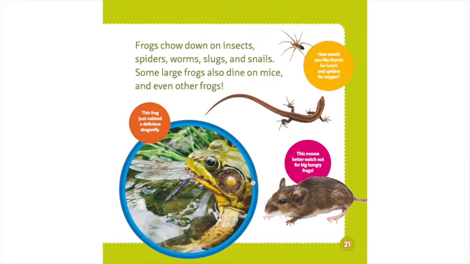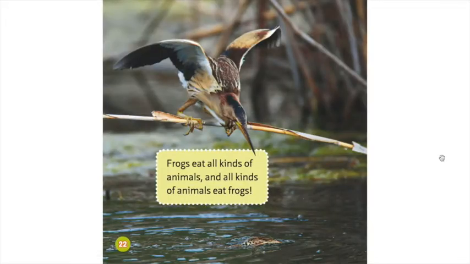This frog just nabbed a delicious dragonfly. How would you like lizards for lunch and spiders for supper? This mouse better watch out for big, hungry frogs. Frogs eat all kinds of animals, and all kinds of animals eat frogs.